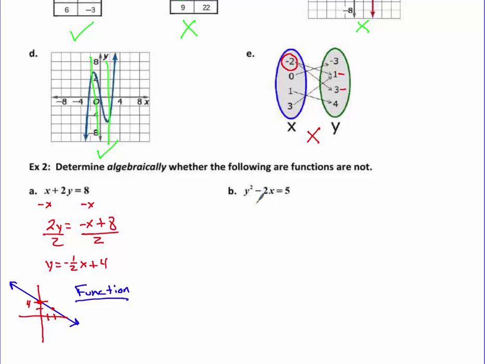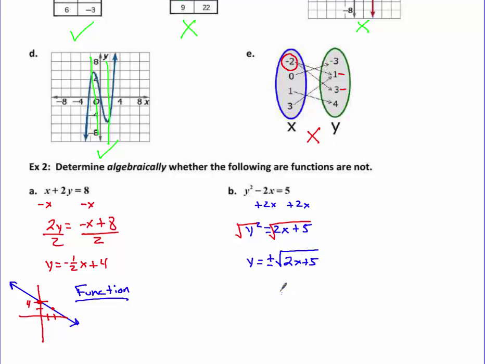So we'll take a look over here. y squared minus 2x equals 5. So let's get to moving stuff. All right, now we have this situation. Hopefully, with our little algebra review, we remember to square root both sides, and we'll get y equals plus or minus the square root of 2x plus 5.